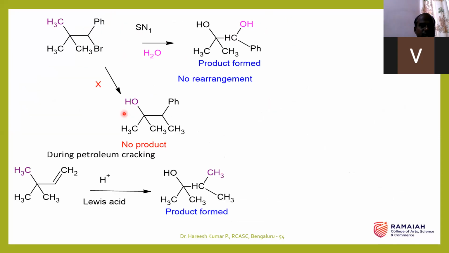In the case where there is a phenyl group here, the one formed is the more stable carbocation, and here it is only the SN1 reaction, but not the Wagner-Meerwein rearrangement. That you need to remember. This is the product during petroleum cracking. So protonation of a petroleum cracking product gives rise to what is called a Wagner-Meerwein rearranged product.